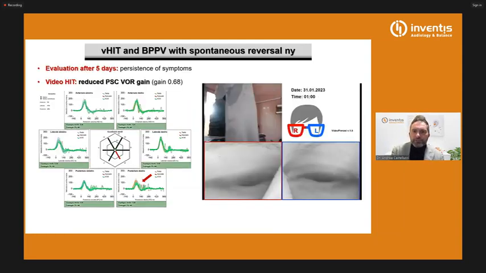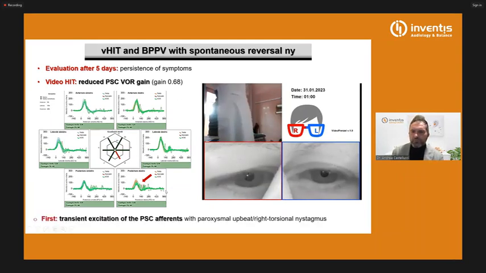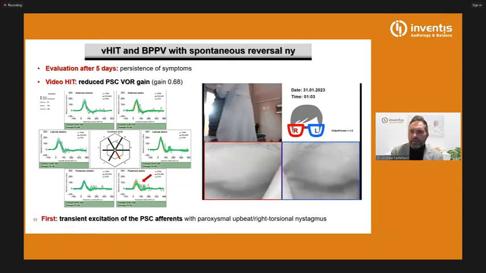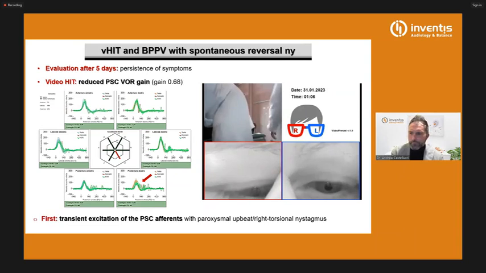But after 5 days, she said that she had persistence of symptoms and she had a tiny reduction of the VOR gain for the posterior canal. Look what we found. We brought the patient back again in the Dix-Hallpike position, and we had a transient excitation of the posterior canal afferents. So I suppose it was just a persistence of typical ampullary arm BPPV. But look what happens now. Why should she have this reduction of the VOR gain?